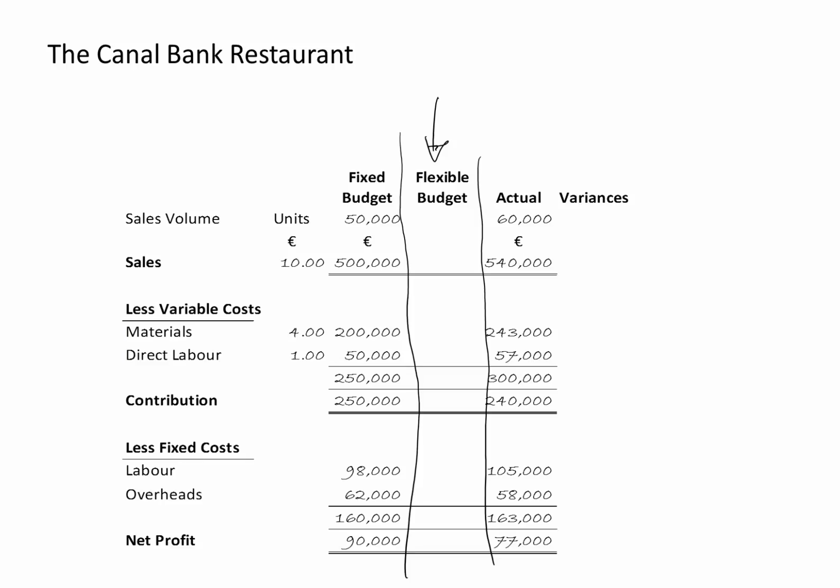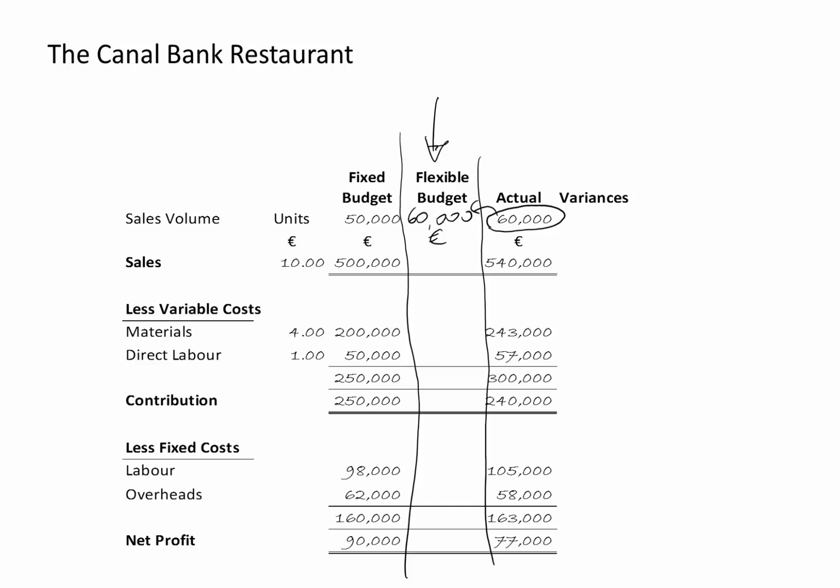Now, the idea behind the flexible budget is that we're going to adjust the original budget to take into account what actually happened. So what I'm going to do is take the actual number of customers that actually happened, and write that in here. Now, what we're going to say to ourselves is, given the fact there were 60,000 customers, what should the revenue and the cost have been, and what should the profit have been?